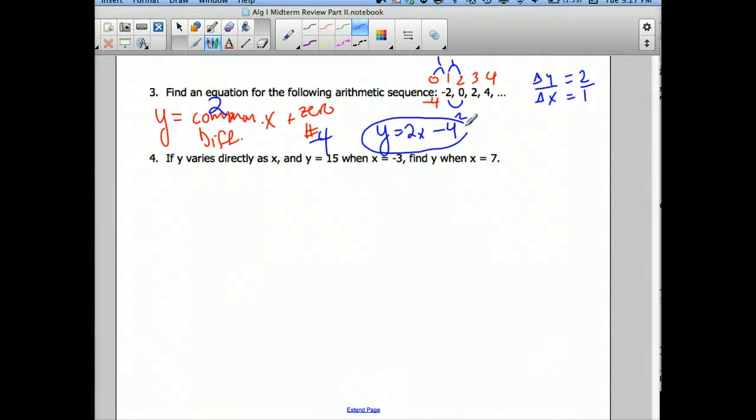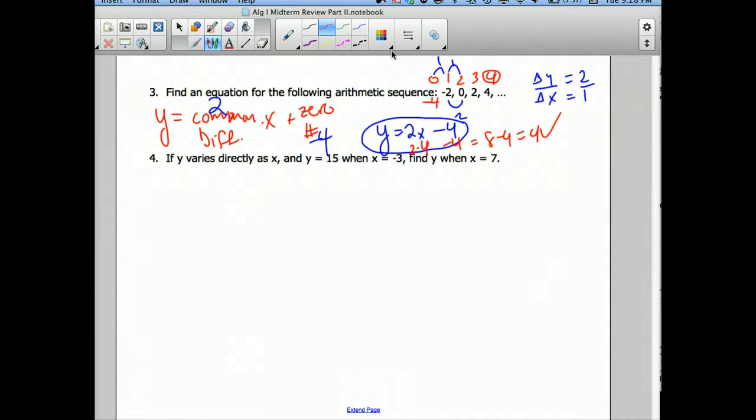What you want to do after you get the equation is test it with a couple of your points to make sure that it really works, that you didn't make some sort of error. So plug in, I don't know, a 4. If we plug in 4 for x, we should get 4 for our answer. So what's 2 times 4? That's 8. So 8 minus 4 equals 4. So when we plug in x is 4, we get y equals 4, which works.